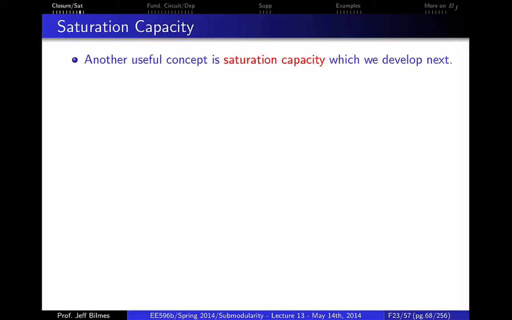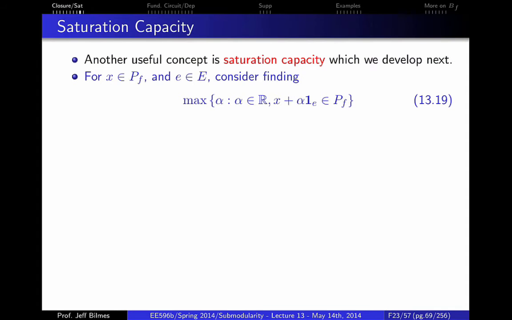Now, saturation capacity is another fundamental concept, a tool that we need. And it's also a generalization of a matroidal property, interestingly enough. So let's consider the following. So we've got some point x in the polytope, and we're taking a particular direction E. And consider defining this quantity, which is the largest possible alpha, such that if we move in the E direction by alpha, we still are inside of the polytope. So in other words, if we move anything more than this value, we leave the polytope.